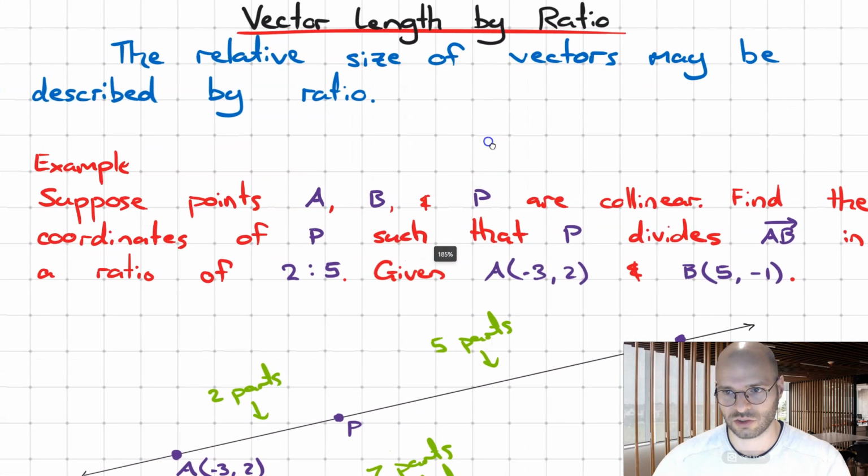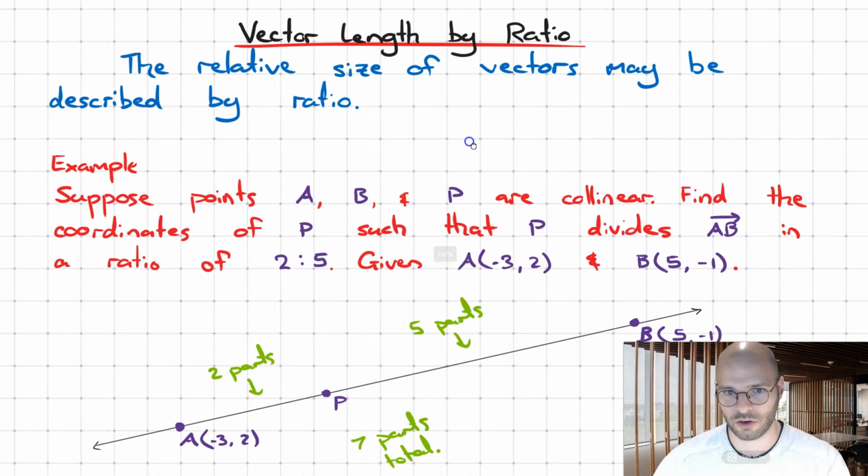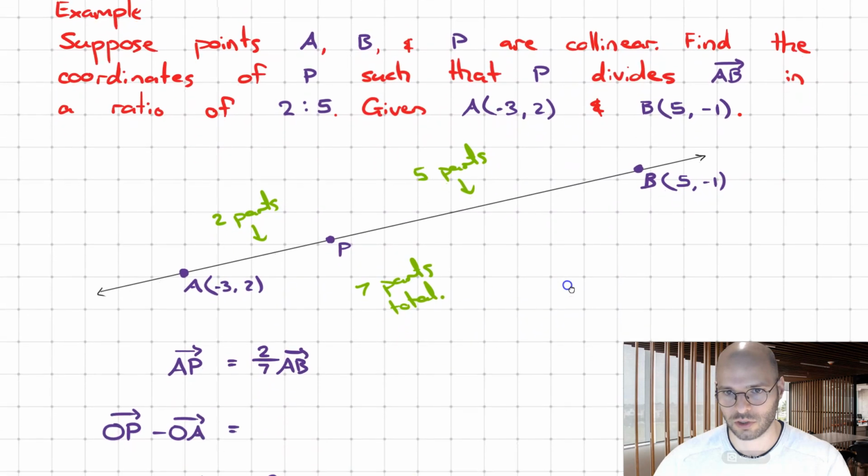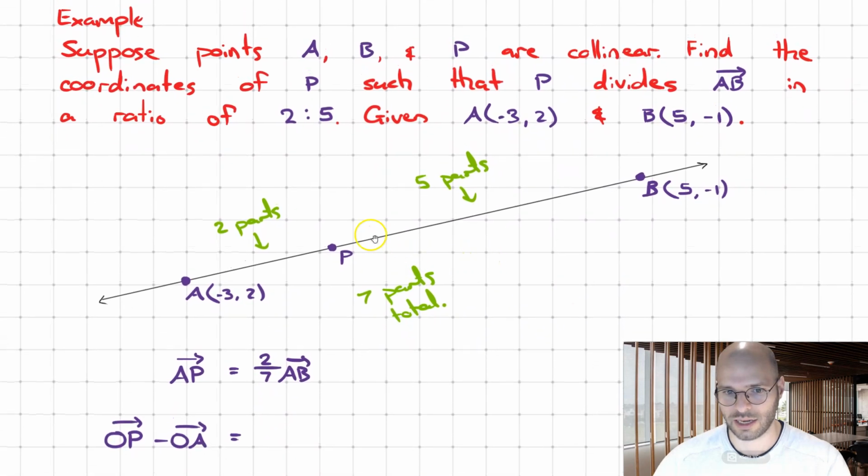So in summary, what we had to look at in this lesson was how we can use vectors to describe the relative length of vectors to one another. This was showcased using the example over here, where we have 2 points in space, A and B, and we want to divide points A and B, or vectors A and B, using point P in such a way that we create a ratio of 2 to 5.